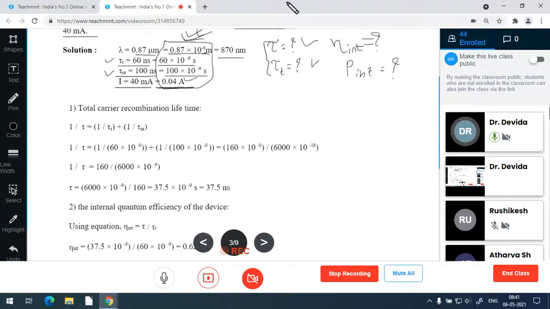The formula for tau calculation is 1 upon tau equals 1 upon tau r plus 1 upon tau nr. So this is the formula: the reciprocal of the total carrier lifetime is equal to the reciprocal of the radiative lifetime plus the reciprocal of the non-radiative lifetime. So we substitute 1 upon tau equals 1 upon 60 × 10^-9 plus 1 upon 100 × 10^-9.